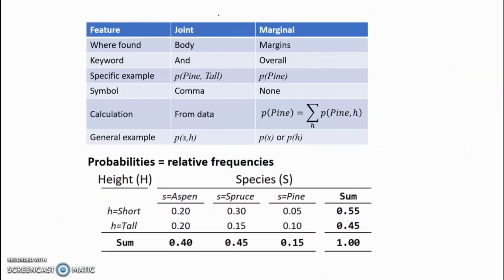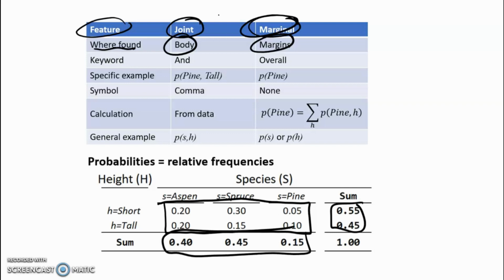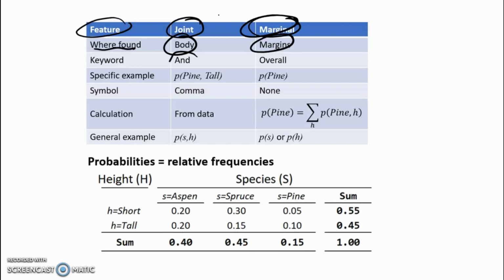So let's do a comparison between joint and marginal probabilities according to their features. Where are they found? The joint probabilities are found in the body of the table. The marginal probabilities are found in the margins. The key word for joint is and. This is the probability that a tree randomly chosen is simultaneously spruce and tall. Here it's overall. This is the overall probability that a randomly selected tree would be a pine. There's the designation in terms of symbol, comma. There's the comma right there. There's no particular symbol here.